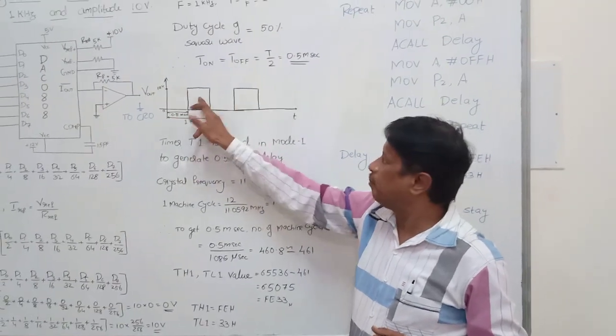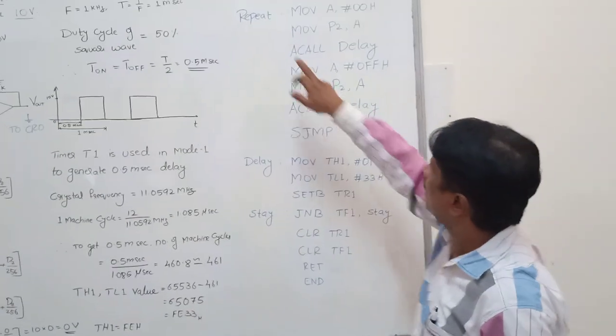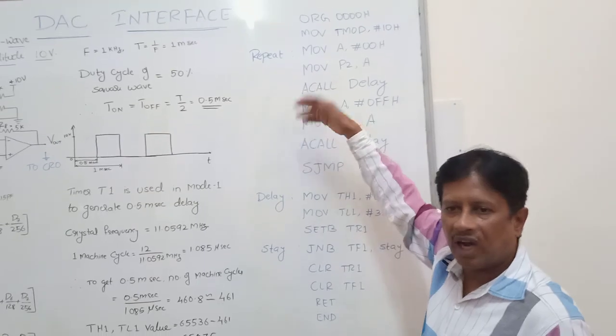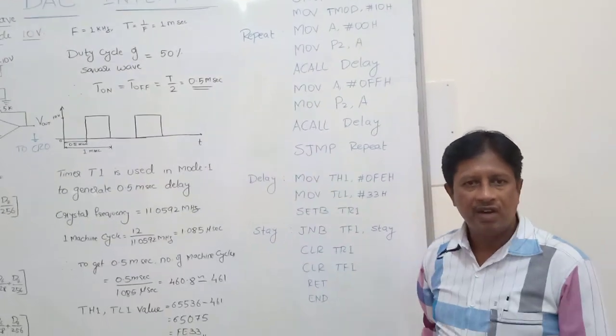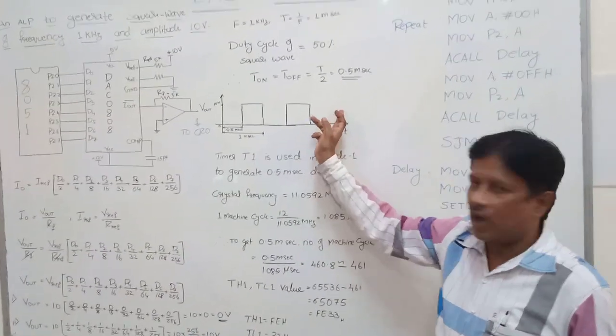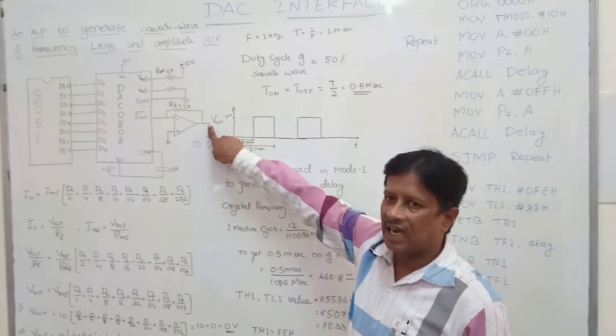This has to repeat continuously. So therefore, what I have done is, from here I have gone back to the repeat. Once I go to the repeat, the program will be repeated n number of times. Since it is repeated n number of times, continuously square wave will be generated. The generated square wave will be available at this point.